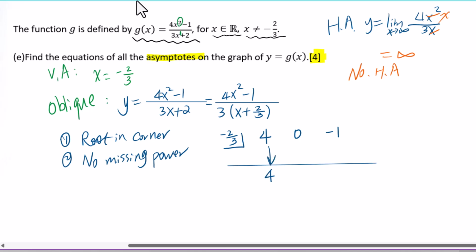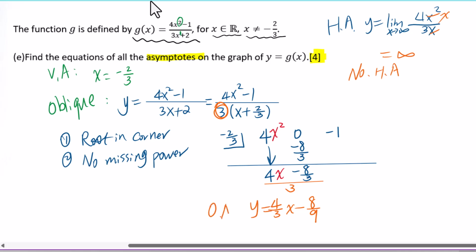Drop down 4, multiply. Negative 2 over 3 times 4 is negative 8 over 3. Adding, negative 8 over 3. Leading power is x squared, so here's x. Do not forget this 3, divided by 3. 4 over 3x minus 8 over 9. This is an oblique asymptote line.